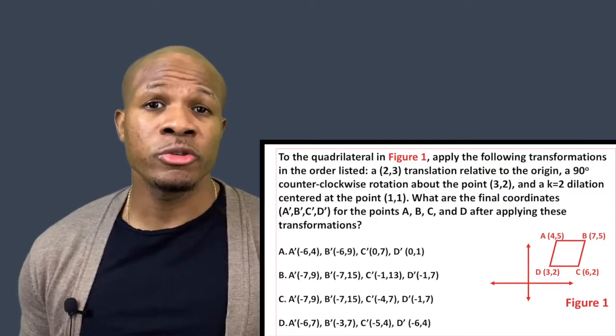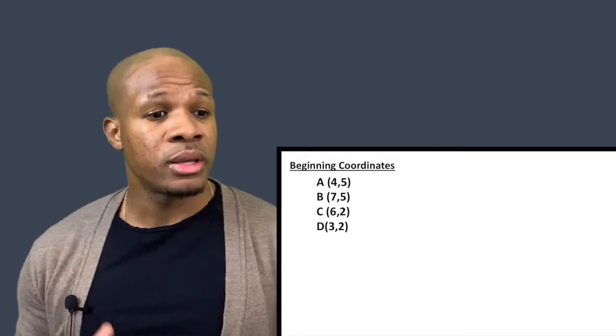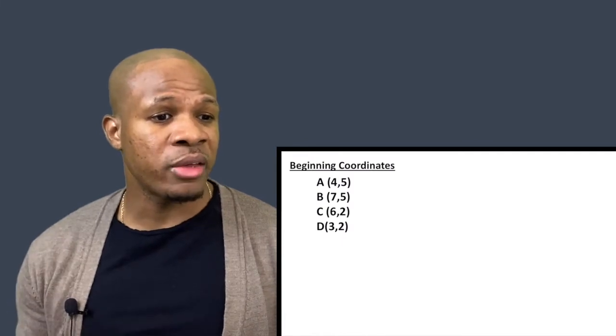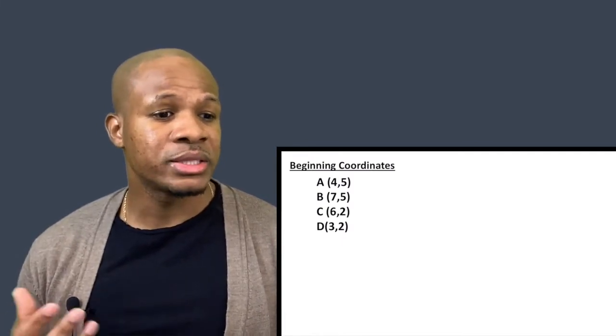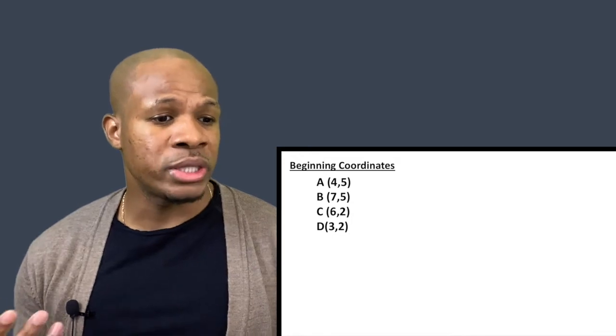So the first thing we want to do is write down the beginning coordinates for our vertices. A is located at 4,5, B at 7,5, C at 6,2, and point D at 3,2.